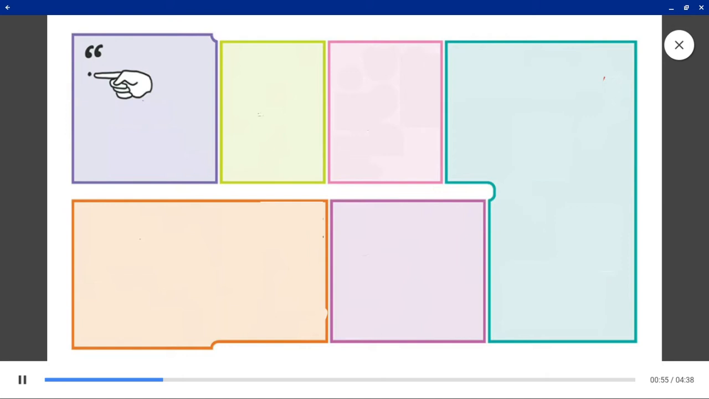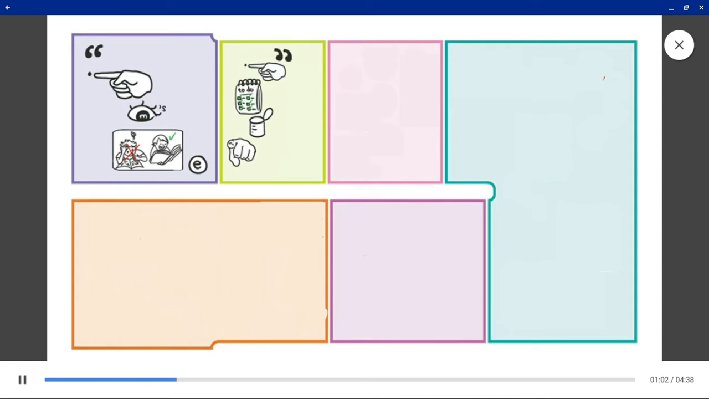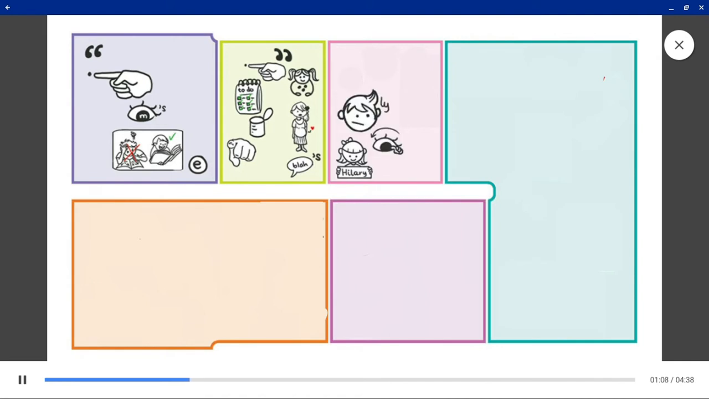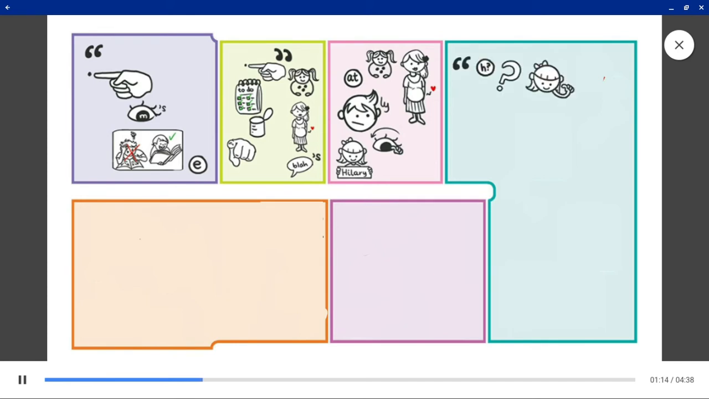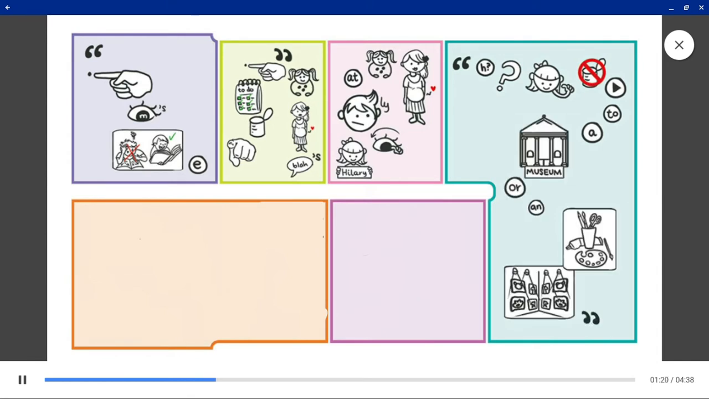"That seems easy enough. You can do that," her mom says. Hillary looked seriously at her mother. "How? I can't go to a museum or an art gallery."